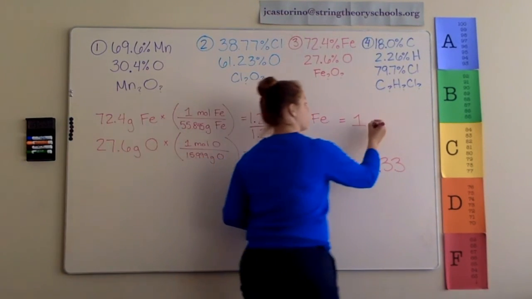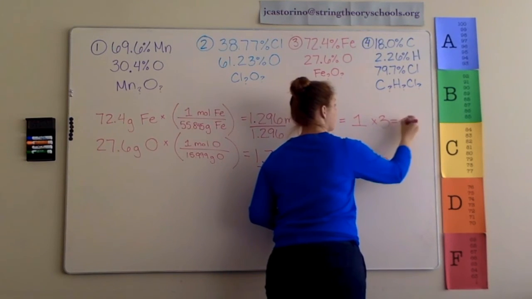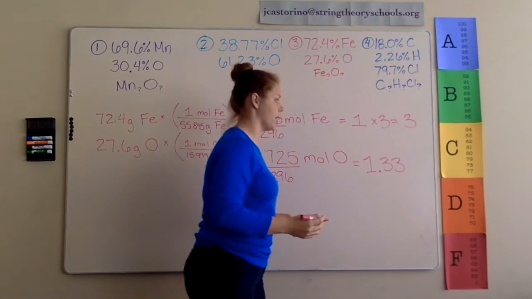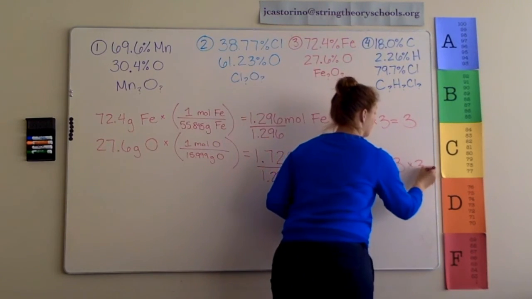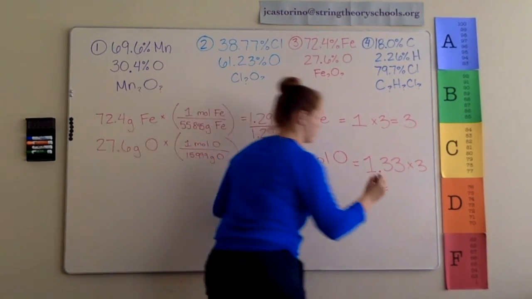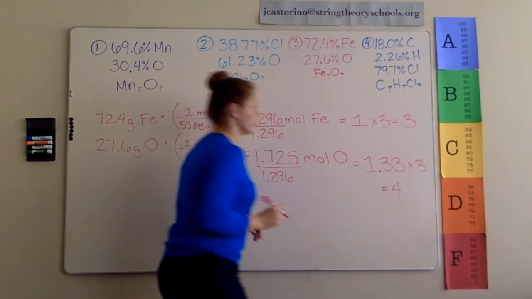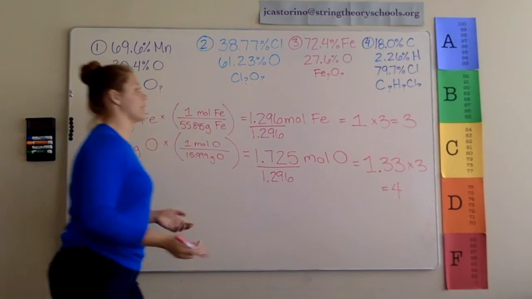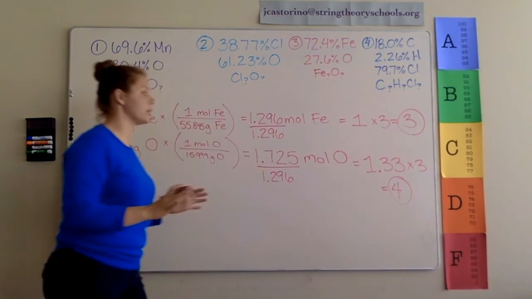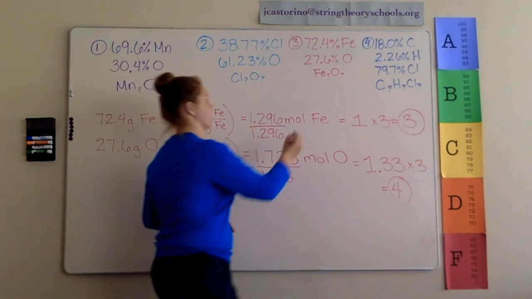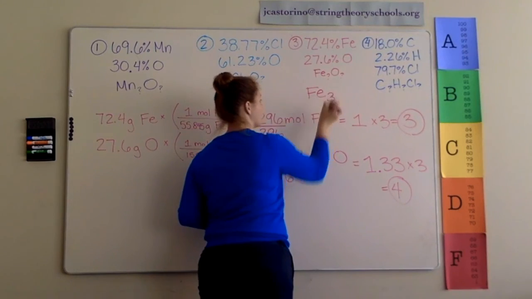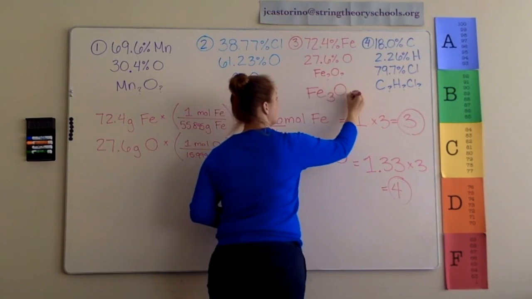So multiply this one by 3, and we get 1 times 3 is 3. 1.33 times 3 is 3.99, which equals 4. So now we finally have the complete numbers that we need to fill in here. So our final answer will be Fe3O4.